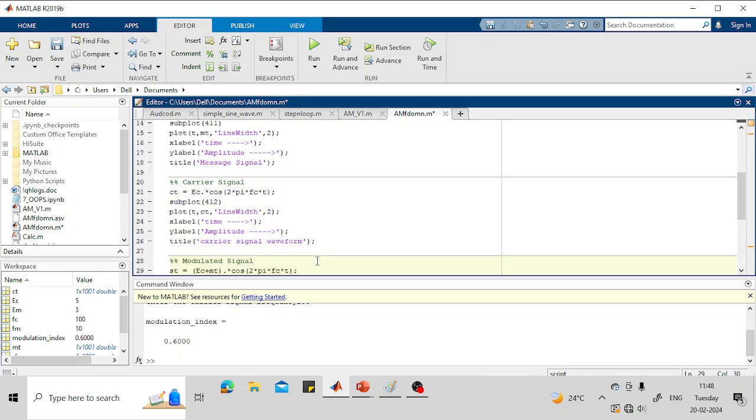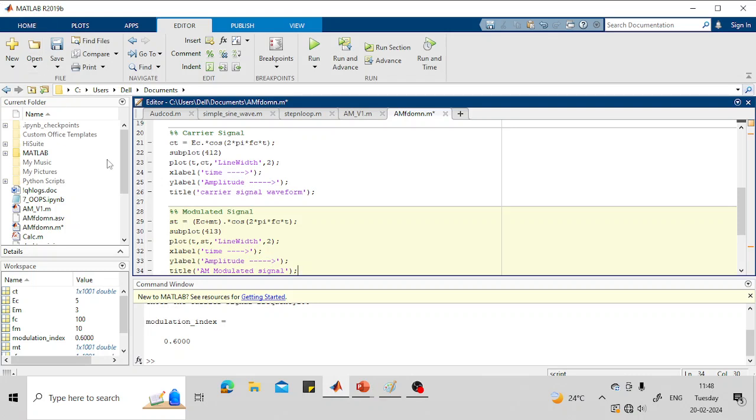Apart from this, we have to even plot the modulated signal. For the modulated signal, we have to apply the formula for amplitude modulation. Let us observe the formula: EC, the amplitude of the carrier signal over which a message is varying, right? So that's MT, EC plus MT, in the bracket I am taking dot star. This dot star is an array multiplication, cos 2 pi fct.